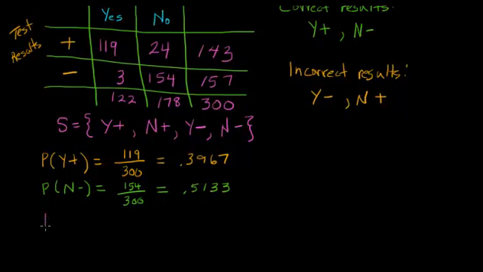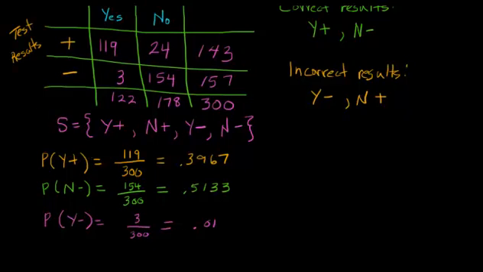Okay, our incorrect results, one of them was yes, they used marijuana, but they tested negative. So there were 3 people in that category. Yes, the intersection of the yes column and the negative row, that's where we find these people, 3 out of 300, which is 0.01, and that's no rounding needed. It terminated at 2 decimal places.